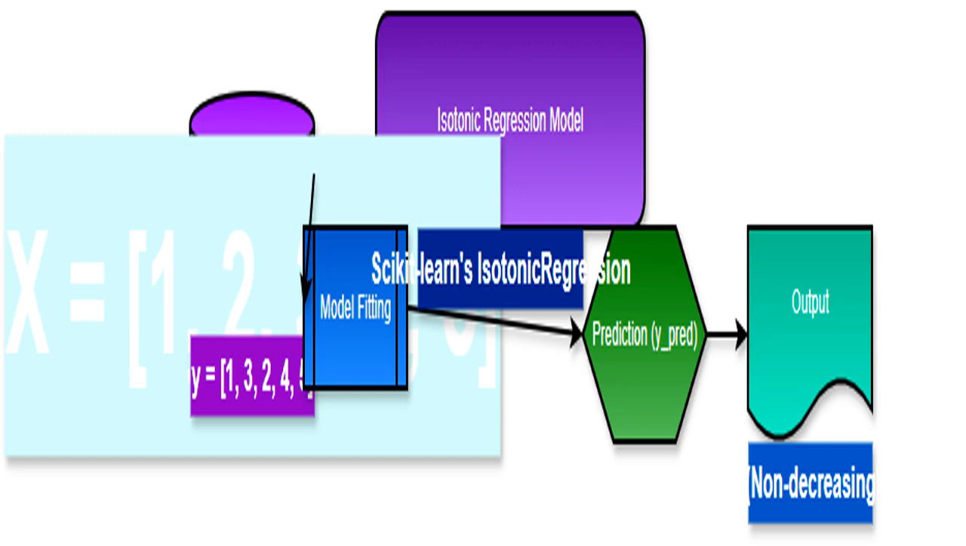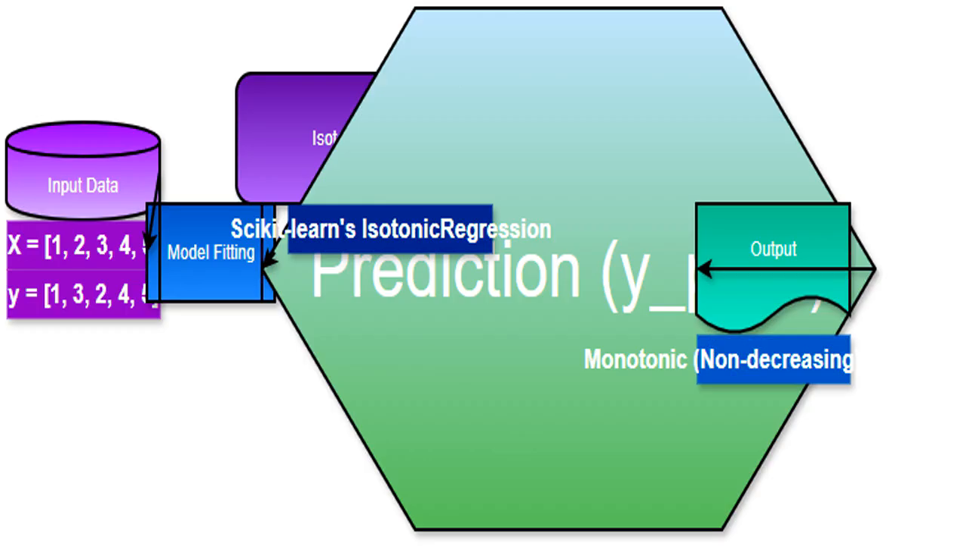This is where I actually use Sklearn's isotonic regression model. I'll use the x and y data I defined to train the model. The model will learn the underlying monotonic relationship between x and y. After fitting the model, I'll use it to make predictions. y_pred will contain the model's predictions for y, based on the values in x.